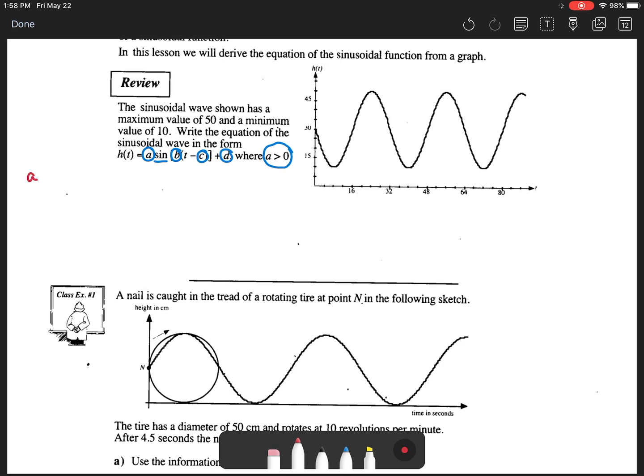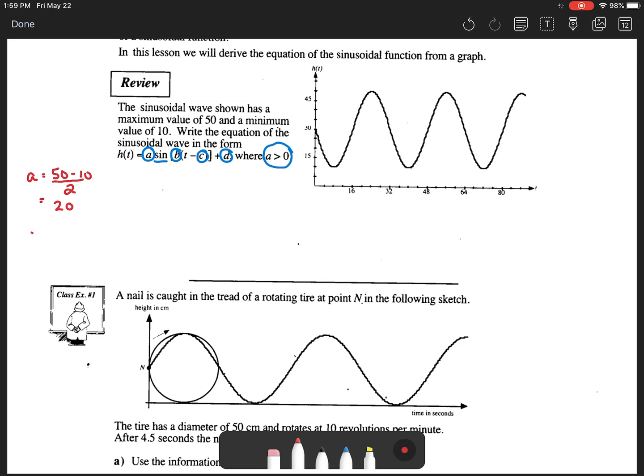So I'll start with the a value, kind of as we usually do. Now a, remember, that value is directly correlated to amplitude, which is max minus min divided by 2. So they tell me in this question my max value is 50. I'm going to subtract the minimum value, which is 10, and then I will divide by 2. So when I calculate that a value, you're going to have 40 divided by 2, which is 20.